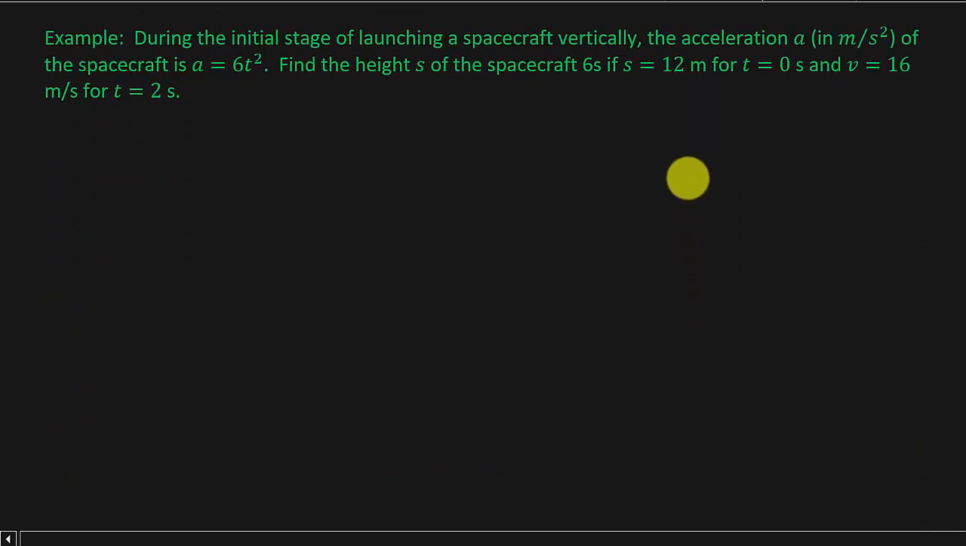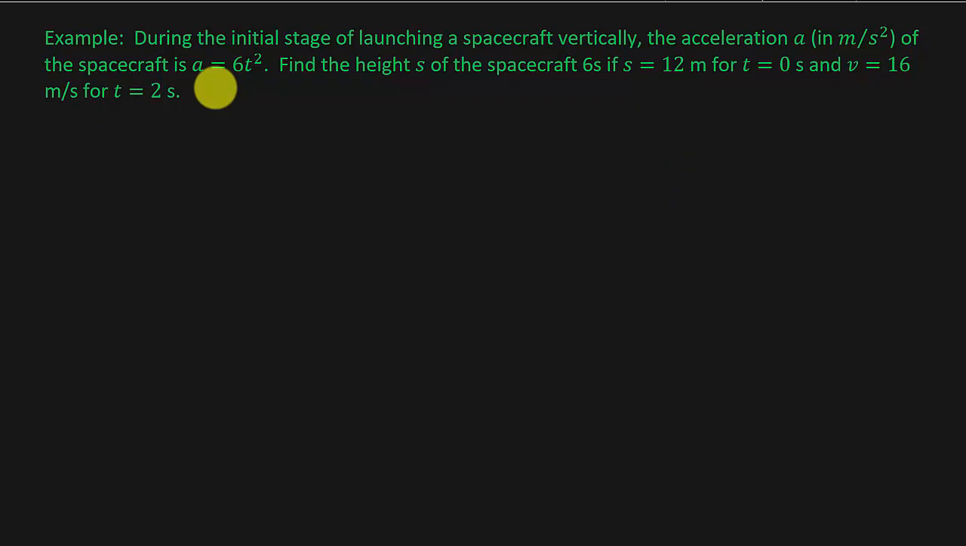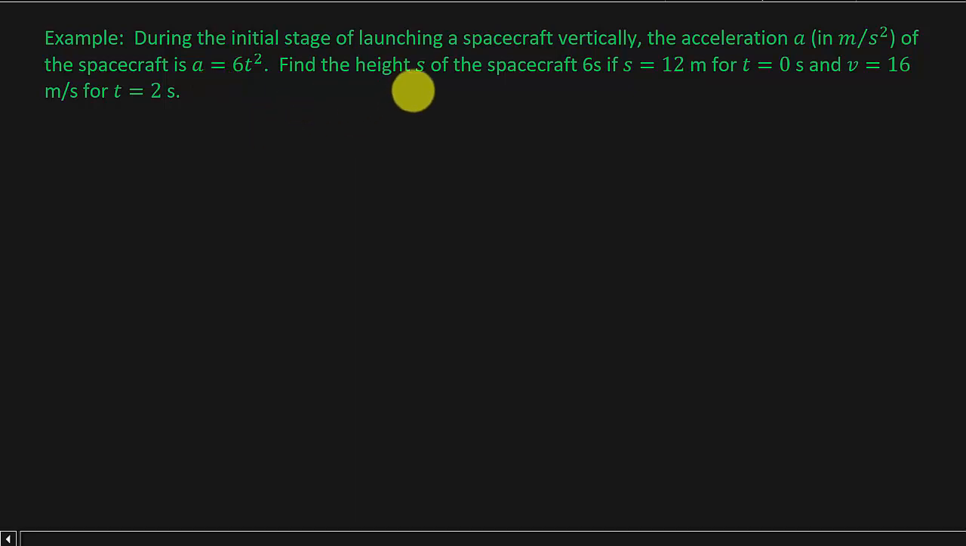It says during the initial stage of launching a spacecraft vertically, the acceleration a in meters per second squared of the spacecraft is a equals 6t squared. So they tell us what the acceleration is in this one. Find the height of the spacecraft 6 seconds if S is equal to 12 meters when t is equal to 0 seconds and V is equal to 16 meters per second when t is equal to 2 seconds.